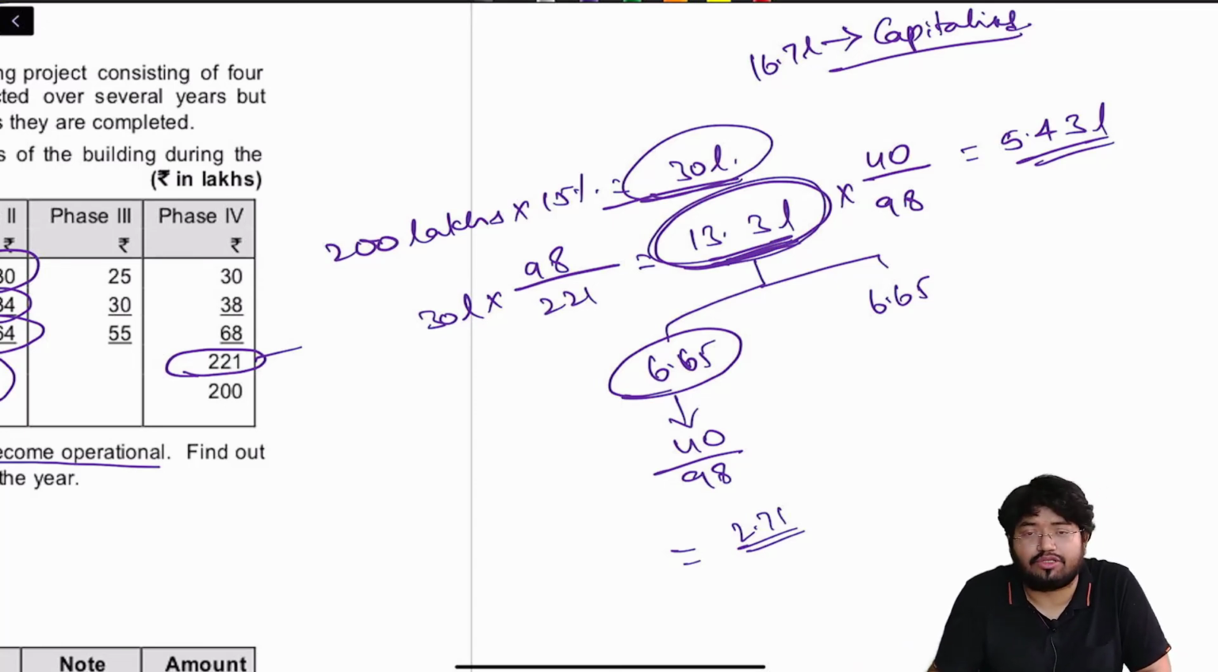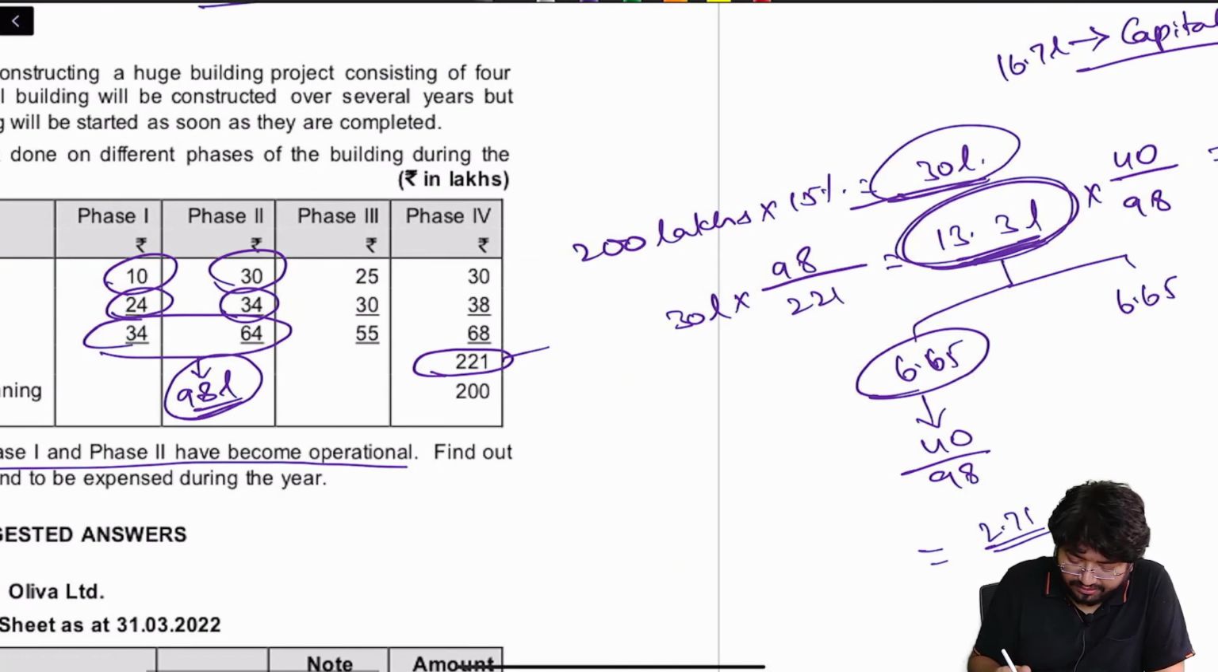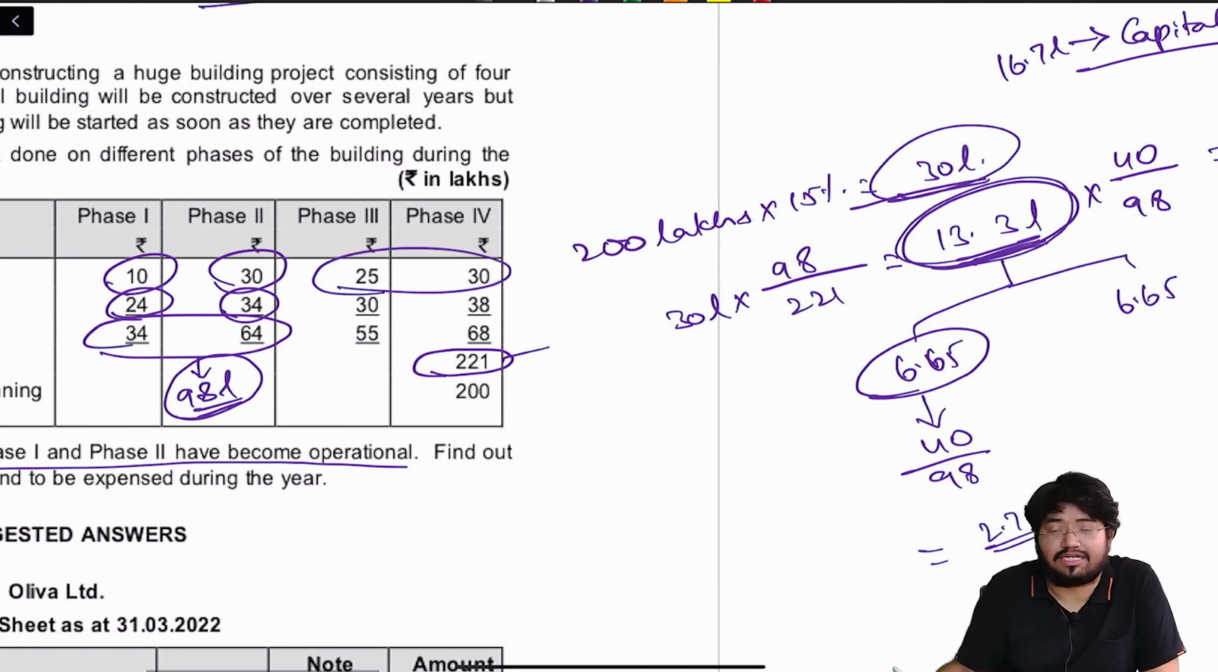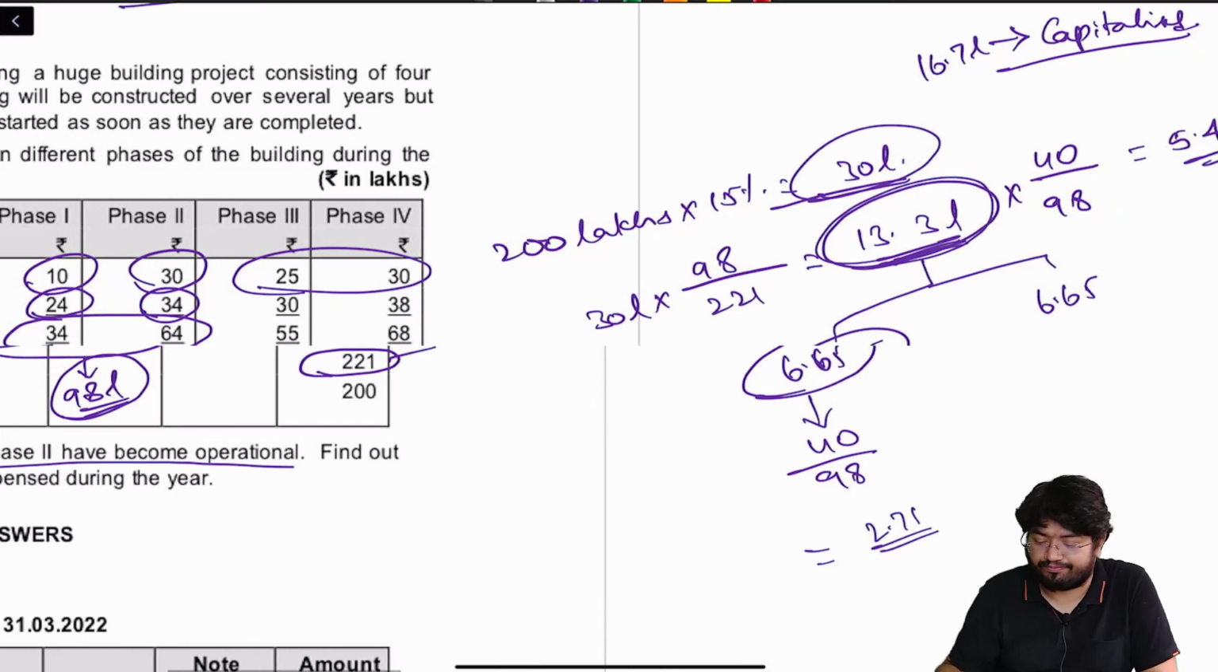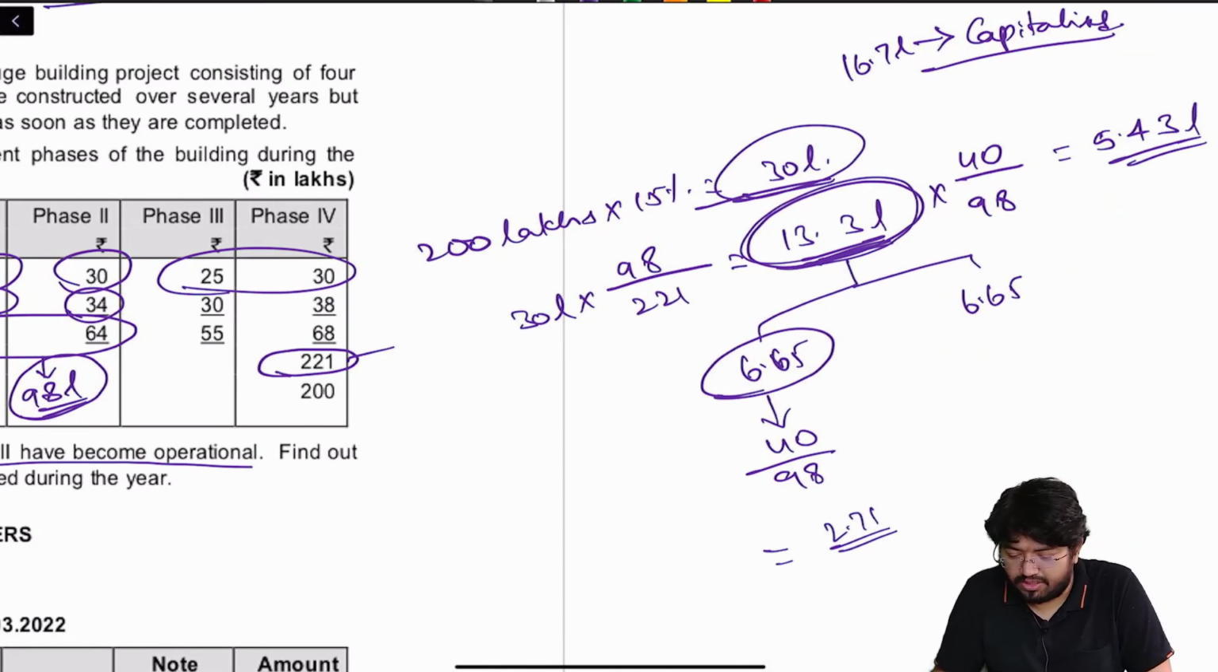So only to the extent of whatever this 25 and 30 are, you are supposed to capitalize. Agreed. Okay, so out of the 16.7, you are supposed to see how much is towards phase 3 and phase 4 and then take the value accordingly. Is that clear?